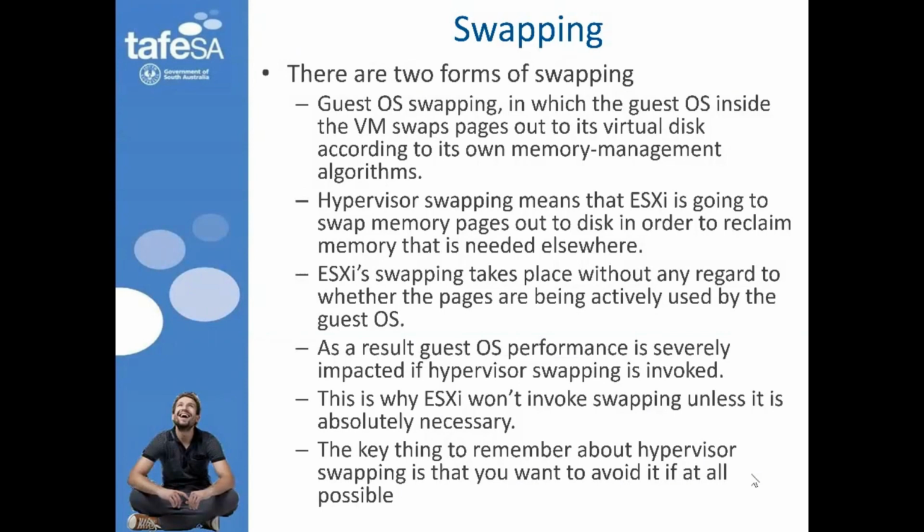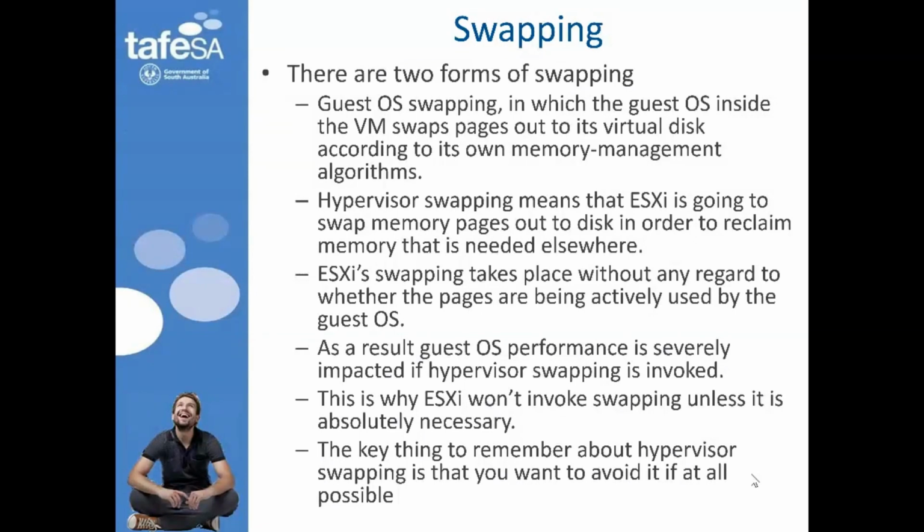ESXi swapping takes place without any regard to whether the pages are being actively used by the guest OS. What does that mean? It means that if you are a virtual machine and you're busily using this stuff in memory, doing your work, me as the ESXi, I'm just going to say, yeah, it's almost like I don't care. Even though you're busily using this, I'm just going to put it in virtual memory, and you have no choice. What does that mean for you? It means you're suddenly going to slow down dramatically.